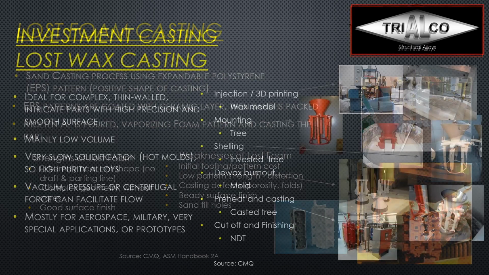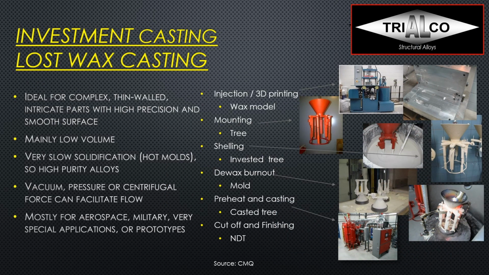Now let's have a quick look at investment casting, or lost wax casting. It's really ideal for very complex, thin-walled, intricate parts with high precision and a smooth surface. It's mainly for low volume, and you have a very slow solidification and pretty hot molds, so therefore you need a high purity alloy to make parts with good mechanical properties in this process.